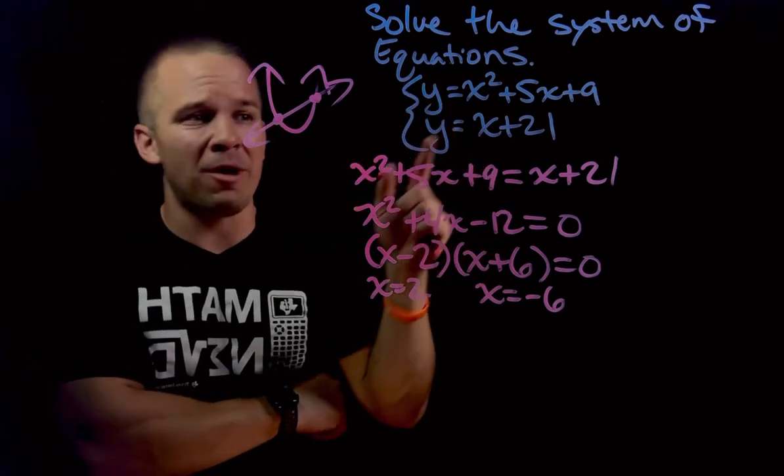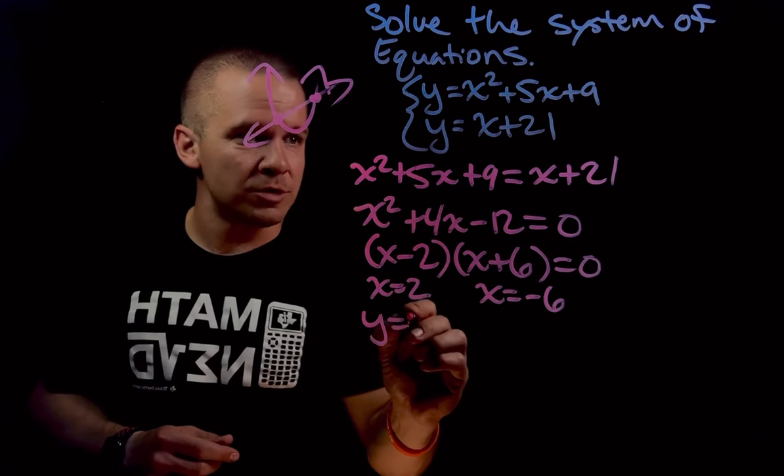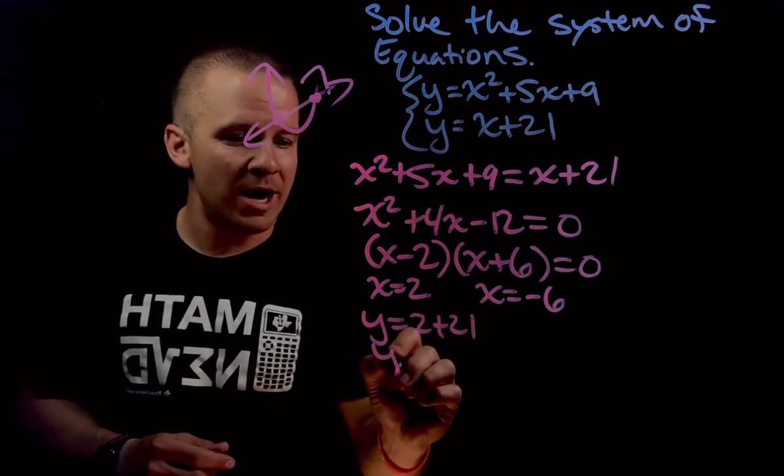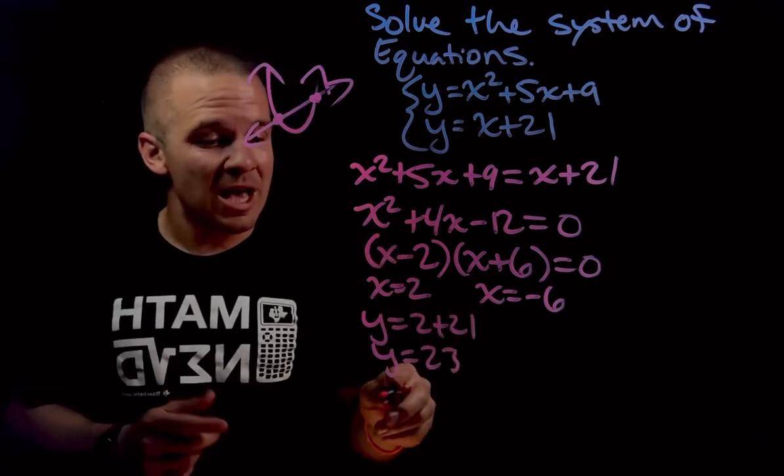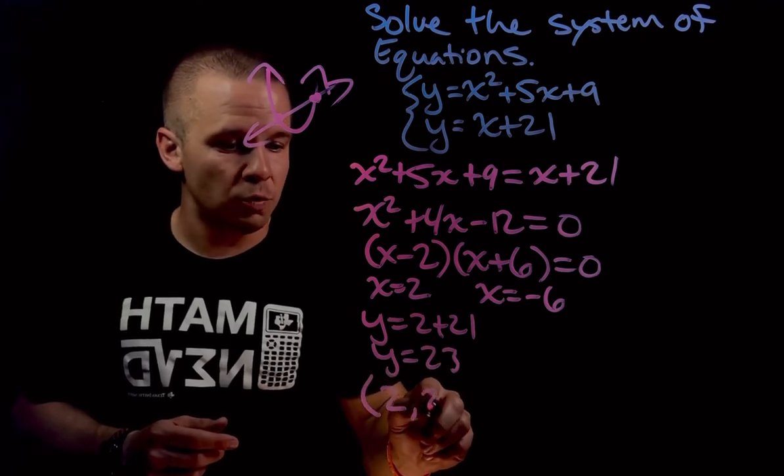I'm going to go with the linear one, right? I'm going to sub that in. I got y equals 2 plus 21. So y equals 23, which means I'm going to have the ordered pair 2, comma 23.